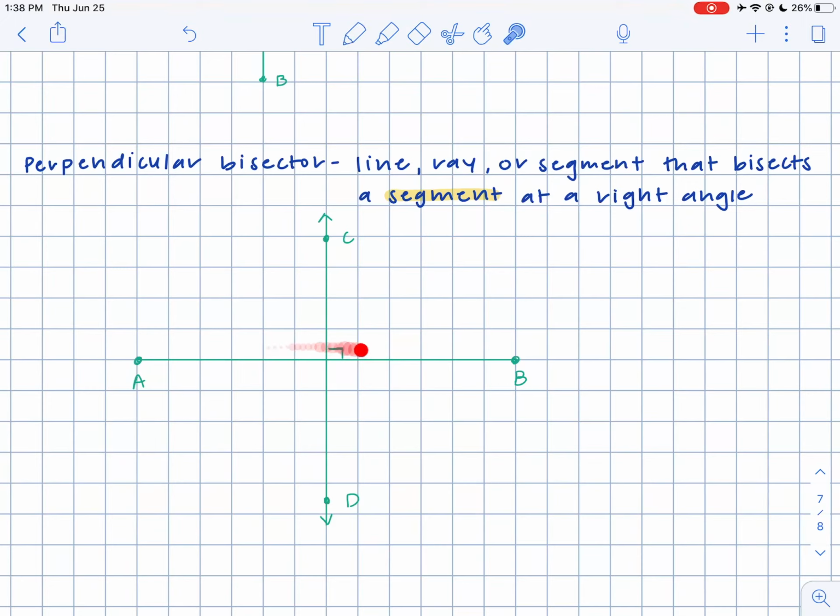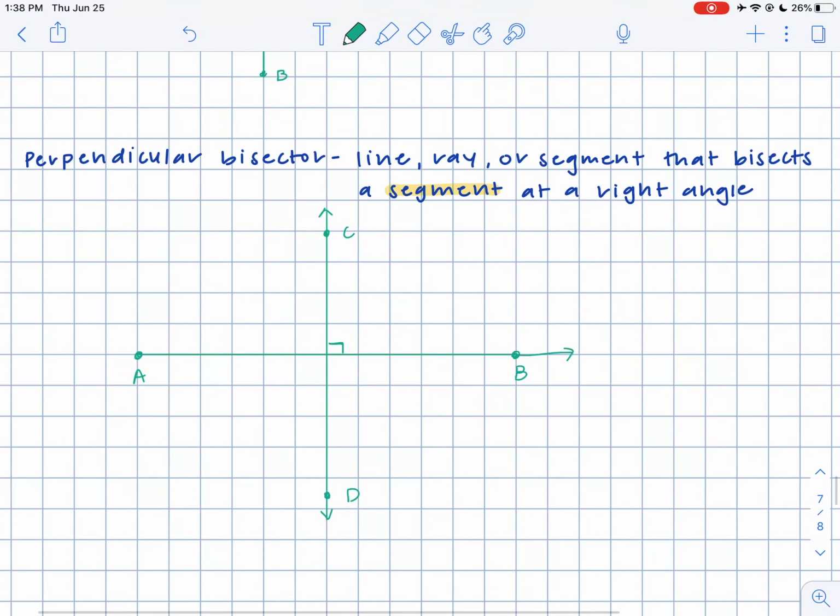Okay? Now, it can only bisect a segment. Why a segment? Well, if this was a line, remember we said lines go on forever and ever. So if it continues for infinity, there's no such thing as a midpoint. So we can't find the middle. Okay, same thing for a ray. Remember, rays have one endpoint and continue on forever. If it's continuing on and on forever, there is no midpoint. Therefore, only segments can have midpoints and can be bisected by a perpendicular bisector.